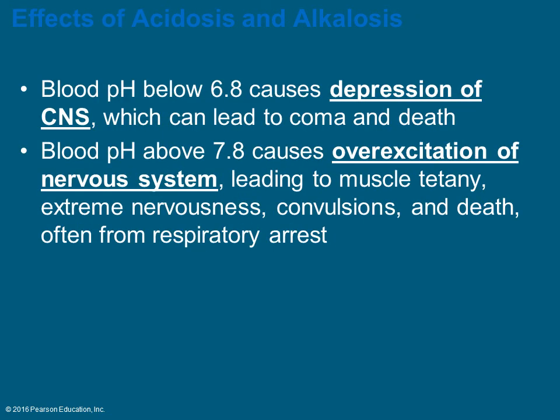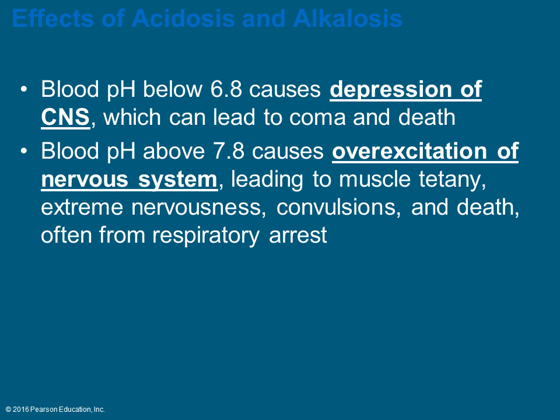So what happens with acidosis and alkalosis, where we're talking about, do the kidneys take over, does the respiratory system take over to try to bring the pH back within the normal balance? What are the side effects? If the blood pH is below 6.8, it can start causing problems with the central nervous system and depression of it. It can lead to coma, it can lead to death.